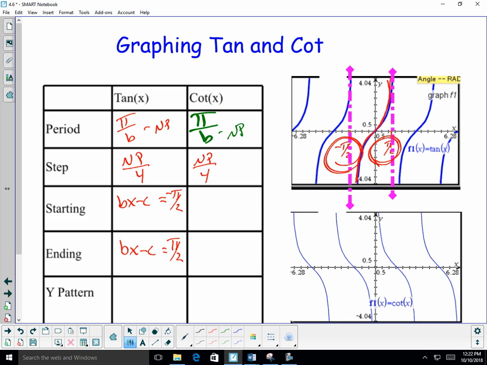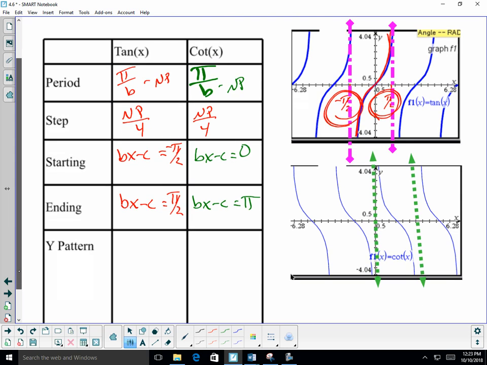If I look down here at my graph of cotangent, I do have vertical asymptotes, but they are going to be in different places. They're going to be here and here. The period is still 1 pi, but I can see that I'm going to have a vertical asymptote at 0 and another at pi. So my starting point is bx minus c equal to 0, just like it was for sine and cosine. And then my end will be bx minus c equal to 1 pi, because my period is only 1 pi.